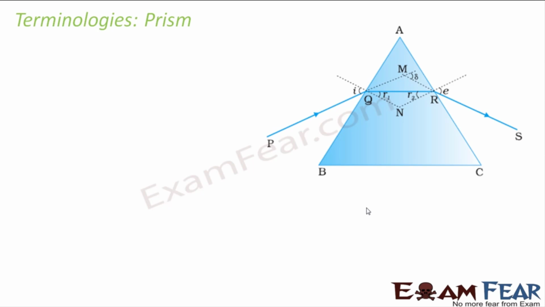Right? So now let us look at some of the terminologies related to a prism. The first one is incident ray. So now we will see how refraction takes place through a prism. Here you can see this is the ray of light which strikes the prism. So this becomes my incident ray.